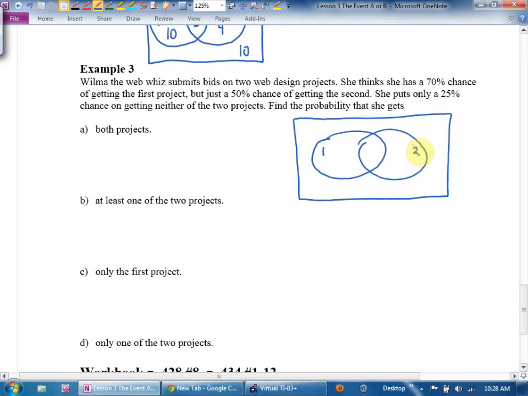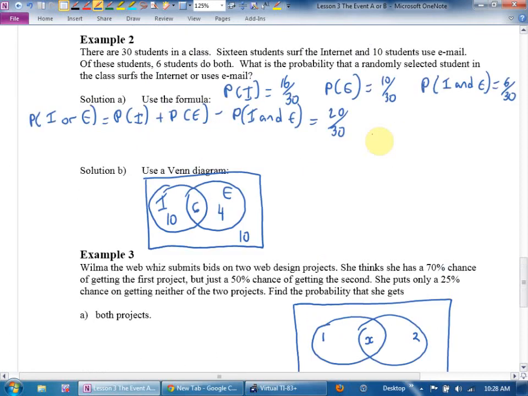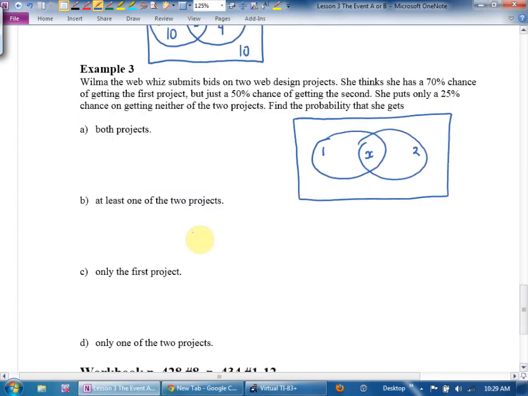I always like to start in the middle. I always want to see if they have told me both. Have they told me both? You know what the odds of getting both is? It's X. I'll put something there. In the previous question, when we had a 6 there, how did you get this 10? You went 16 take away 6. What number is going to go here? 70.